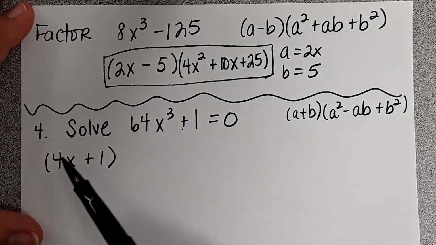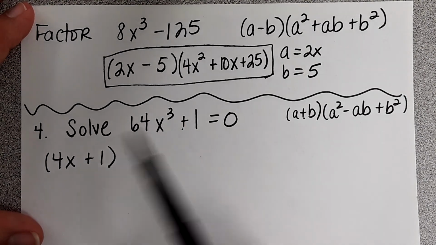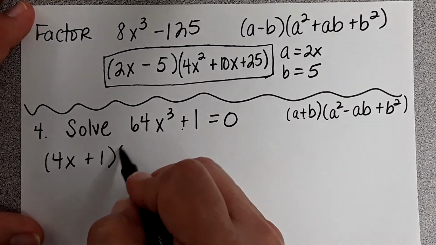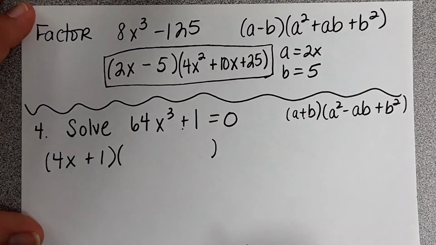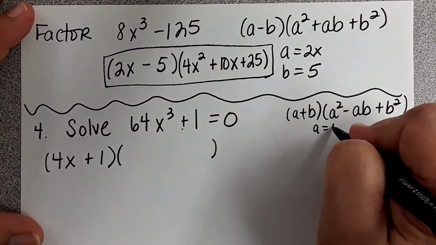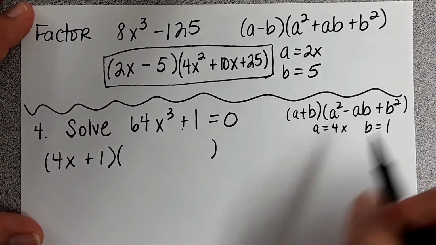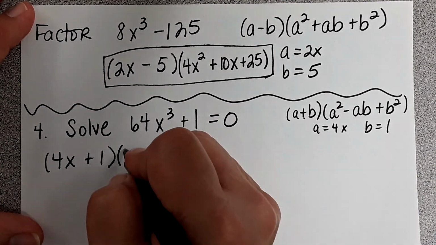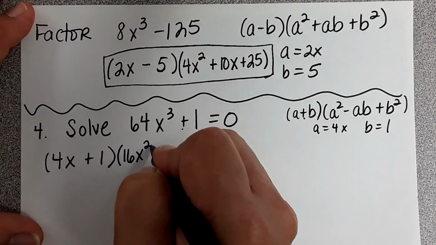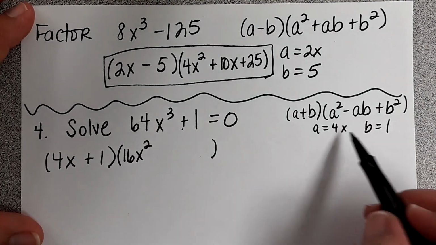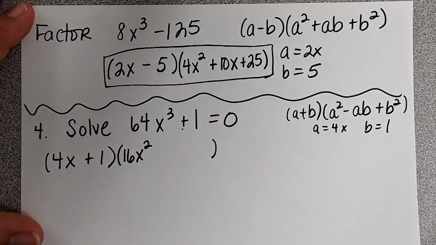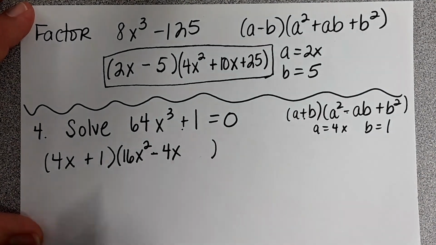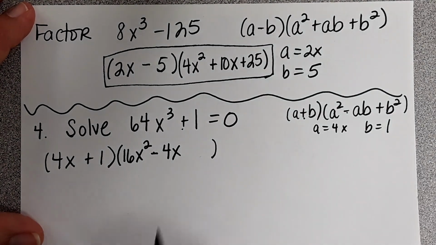The cube root of 64 is 4. The cube root of x to the third is x. The cube root of 1 is 1. A is 4x, b is 1. So a squared, 4x times 4x is 16x squared. A times b, 4x times 1? 4x. Remember, this was minus, so I put minus. And now b squared. What's 1 times 1?